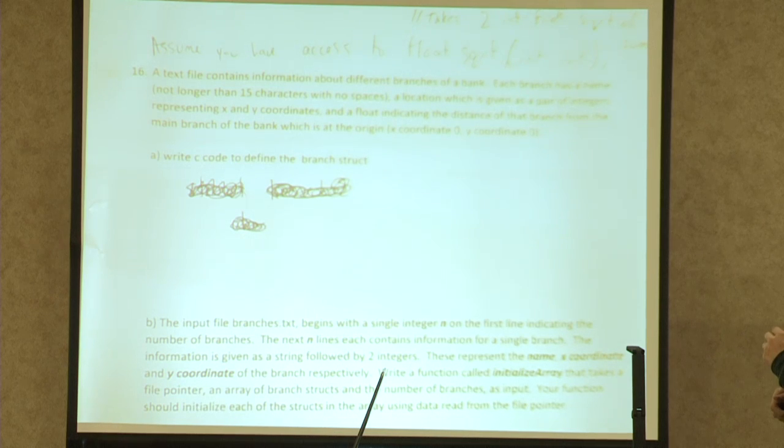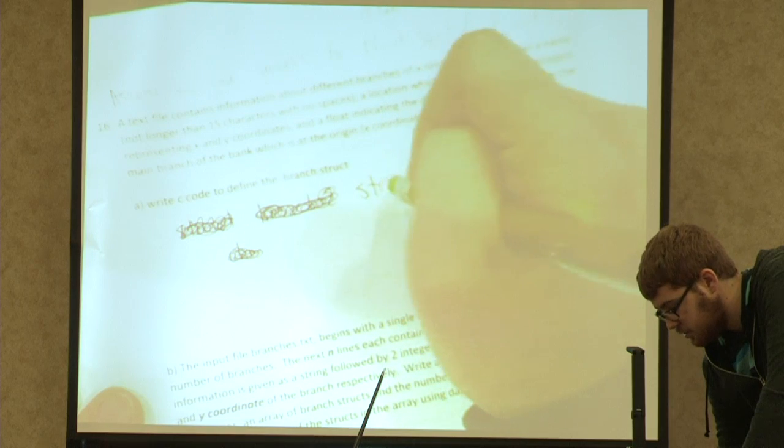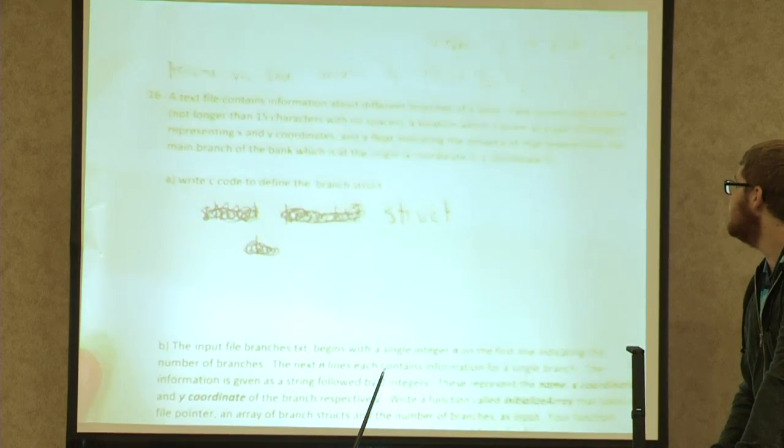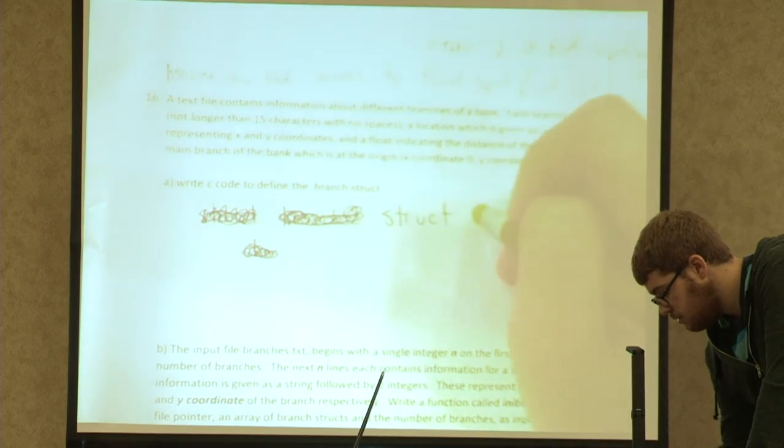So this one says, a text file contains information about different branches of a bank. Each branch has a name, not longer than 15 characters with no spaces. The location is given as a pair of integers representing x and y coordinates, and a float indicating the distance of that branch from the main branch of the bank, which is at the origin 0, 0. So we want to write C code to define the branch struct. To start off a struct, the keyword is struct. Then you name it; she wants the branch struct, so I would just name it branch, right?